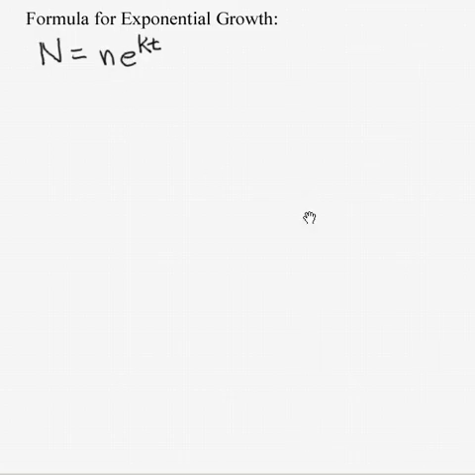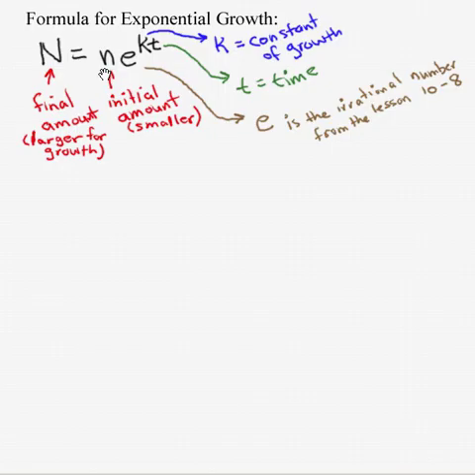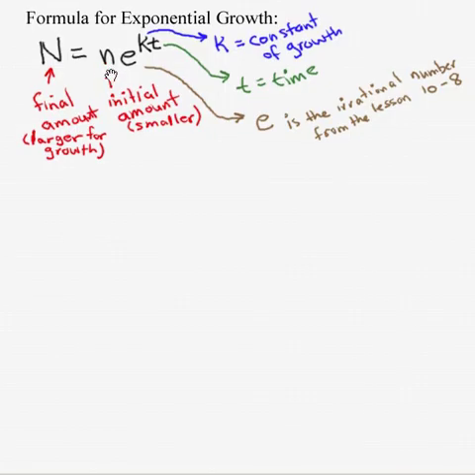Now, to explain this formula, the lowercase n is the initial amount, the amount we're starting with. And when things are growing, we're starting with a smaller amount, and we're ending up with a larger amount, so capital N is the final amount, which should be larger for a growth problem. So I like to use lowercase and uppercase n because it helps students understand what's the beginning initial amount, which is smaller, and what's the final amount, which is more.